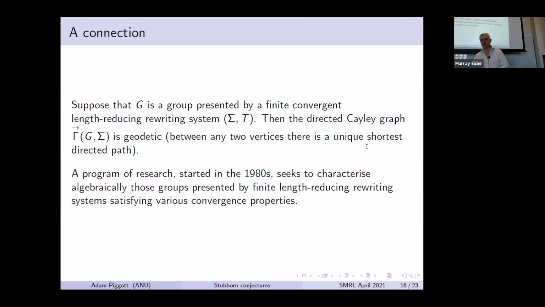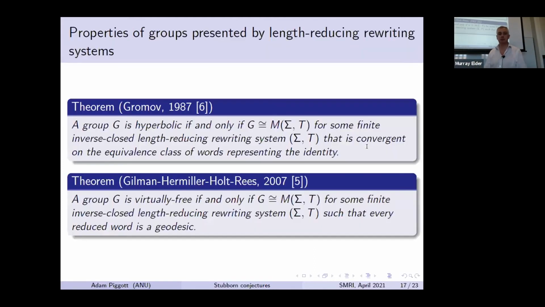And then there's a program, so this is a really nice connection. There's a program of research started in the 1980s that aimed to characterize algebraically the groups presented by finite length reducing rewriting systems, satisfying various convergence properties, weaker properties than that. Because we say, oh, this is nice. We like to work with groups this way. Computers are good at applying rewriting rules. So what kind of groups can we work with this way? So here are a couple of results that are worth knowing.